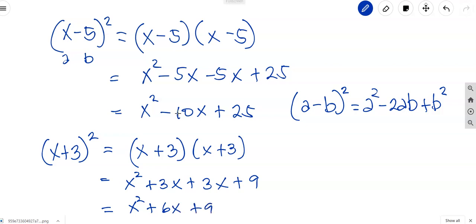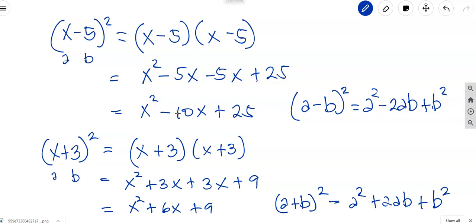So going back to rule number 1, we get a plus b squared. That will give us a squared plus 2ab plus b squared. So as you can see, x is our a, and this one will be our b. So x squared plus 2ab, which means a times b times 2. So therefore we will have 3x times 2 will get 6x. And then after that, b squared will give us 3 times 3 equal to 9.